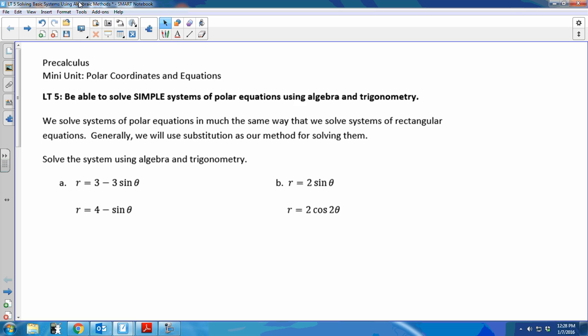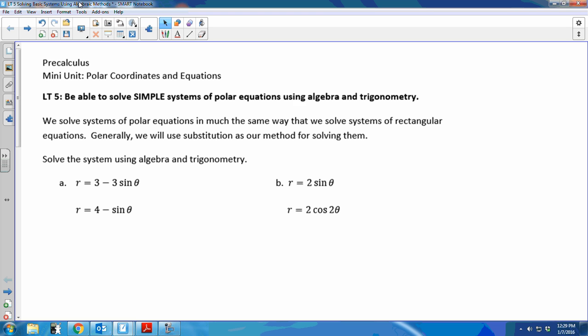So if you're going to solve a system in rectangular coordinates, the rectangular equations we looked at in algebra 1, algebra 2, you could graph them to see where they intersect. You could use substitution. You could use elimination. You could use matrices. There's lots of different things you could use to solve systems. Today, with the ones we're doing, all we're doing is using substitution.